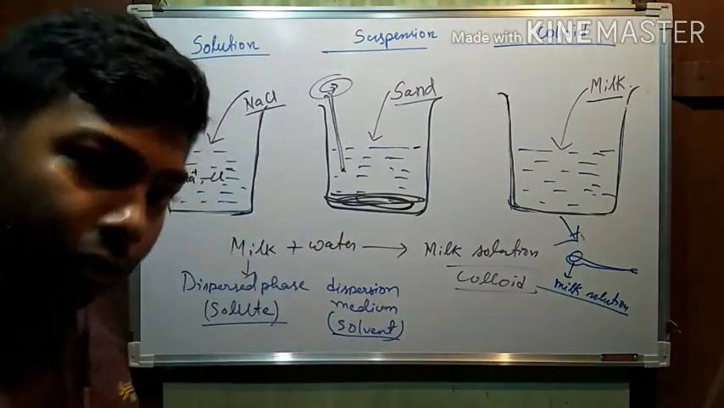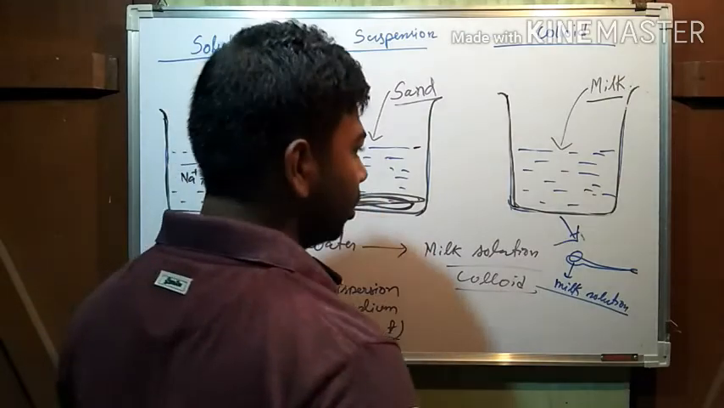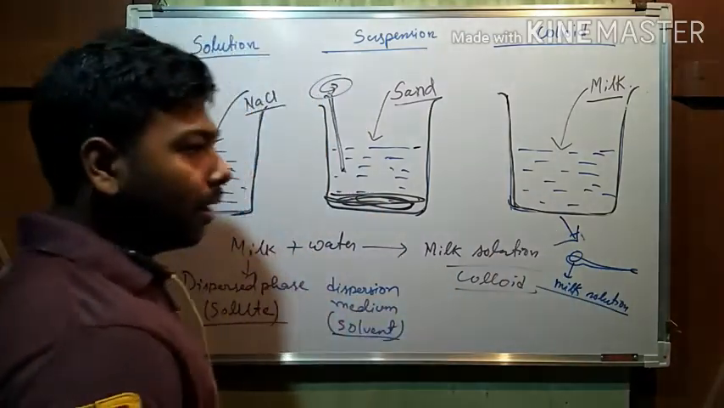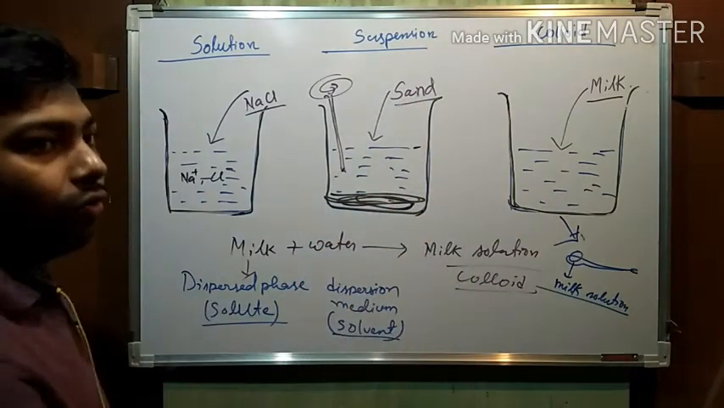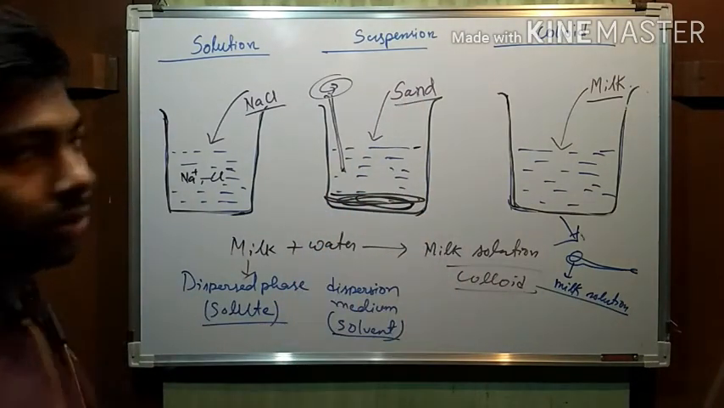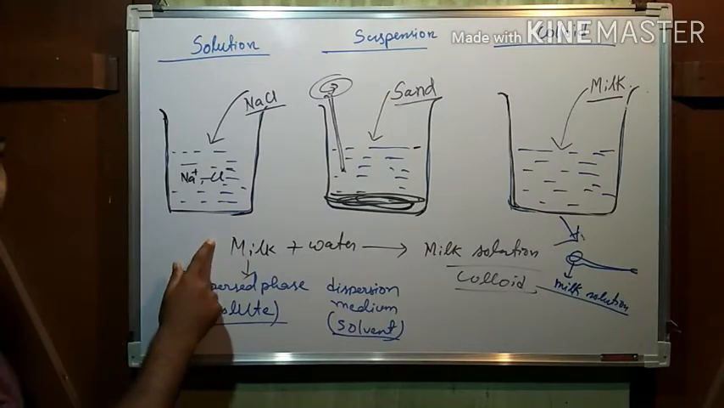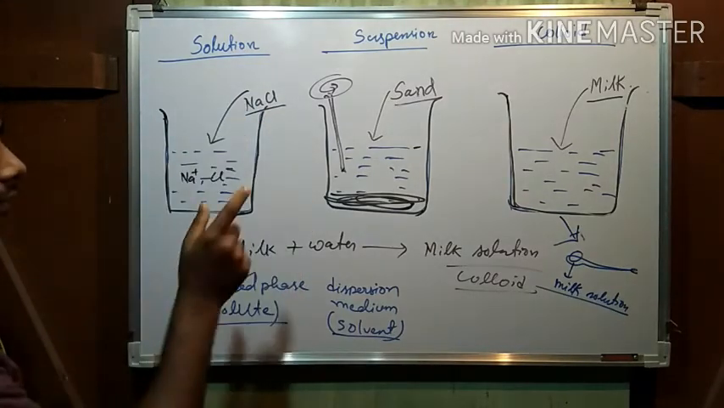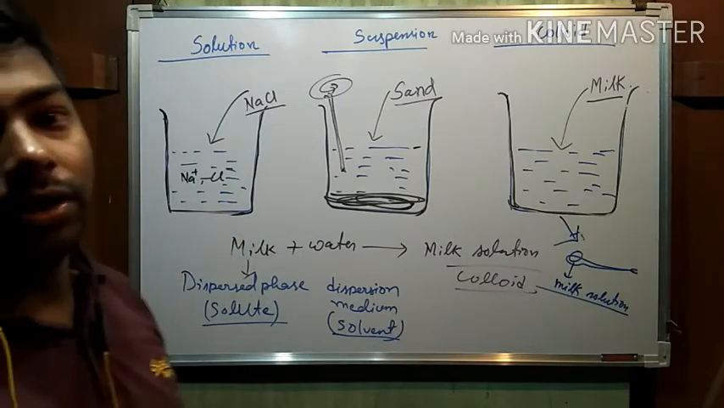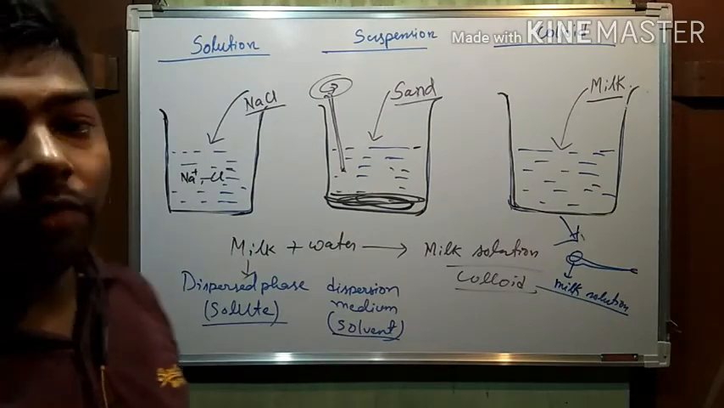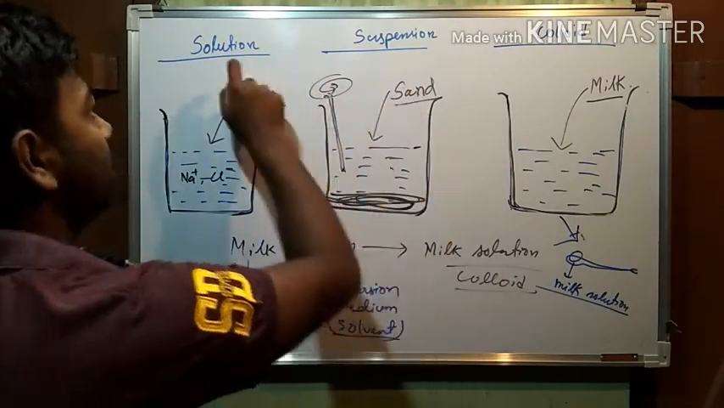That means the milk will never sediment in the beaker. But in the suspension, sand will settle down when we keep it at rest for some time. In a solution also there is no effect of sedimentation. That means the sodium chloride will never settle down in the lower part of the container. This is the main concept, or main comparison, between colloid, suspension and solution.